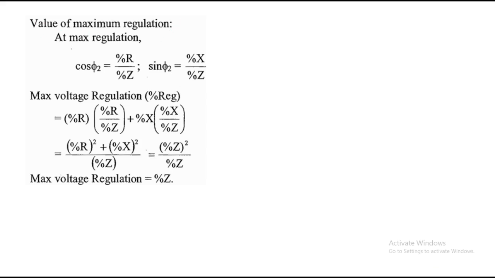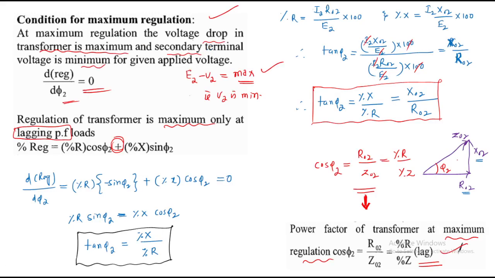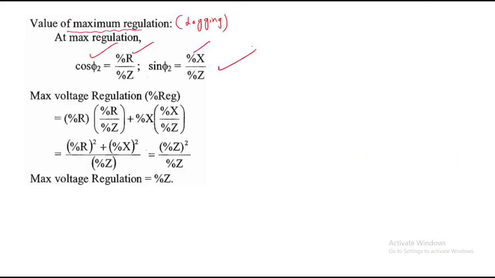Now we have to calculate the value of maximum voltage regulation. Maximum voltage regulation occurs during which condition? Lagging condition only. Then what is the value of maximum voltage regulation? This is the derivation for the power factor, that is percentage R by percentage Z. Like that, sin phi 2 from this power triangle should be equal to X by Z, right? This is the sin phi 2.